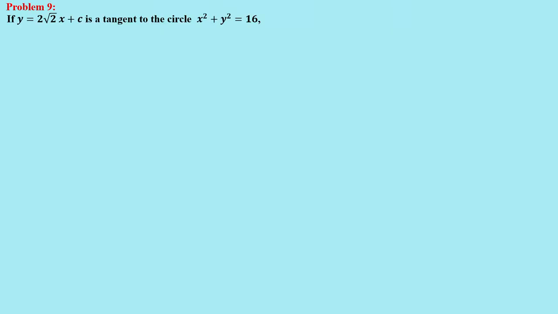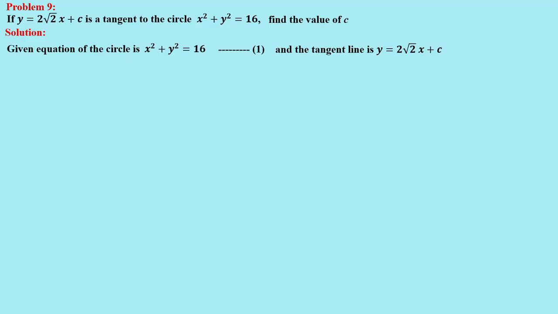Next problem. If y equals 2 root 2 x plus c is a tangent to the circle x square plus y square equal to 16, then find the value of c. Given the equation of the circle x square plus y square equal to 16, that is equation 1, and the tangent line is y equals 2 root 2 x plus c, that is equation number 2.